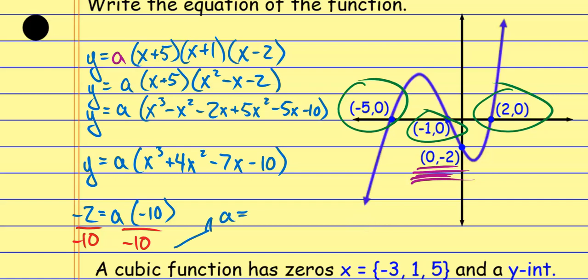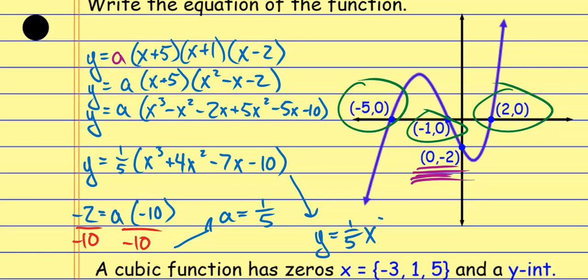So I end up with a equals a positive 1/5. So going back up to this almost completed equation, this should be a positive 1/5 right here. Because if I multiply everything by 1/5, once again, it doesn't change the x-intercepts, but it gives me the right y-intercept. And the last thing I'm going to do is distribute that.